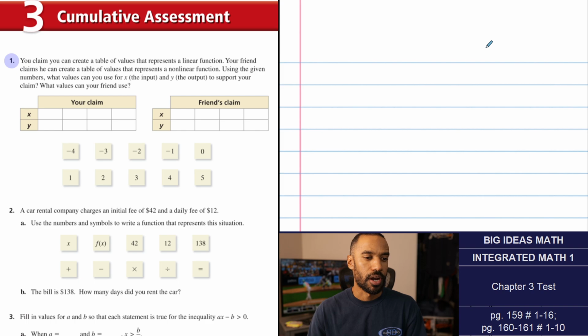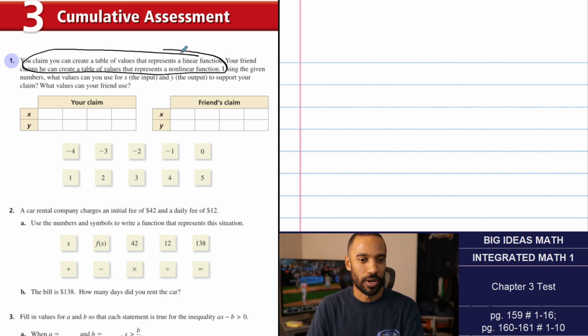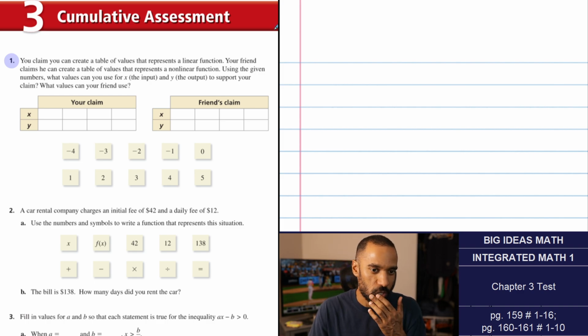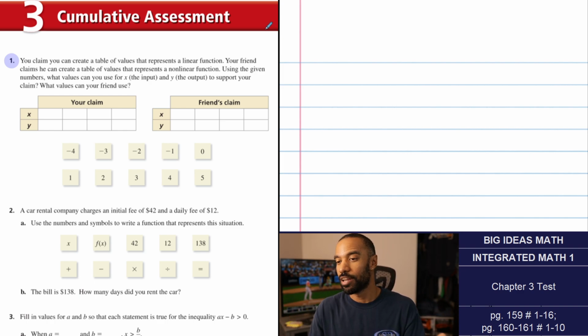Always interesting, these are. Number 1, well, this looks weird. You can create a table of values. This looks really weird to read. All right, you claim you can create a table of values that represents a linear function. Your friend claims he can create a table of values that represents a nonlinear function. Using the given numbers, what values can you use for x and y to support your claim? What values can your friend use? Why don't I bring my friend over and we can find out, right?